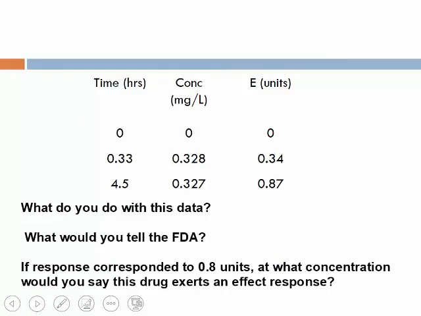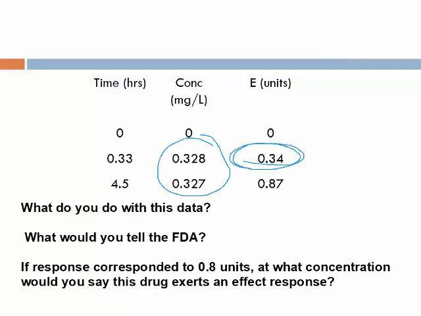So we see that data here. We see that at the same concentration, but earlier in time, we have an effect of about 0.34, 34%, but at 4.5 hours, we have an effect of 0.87. So what do we tell the FDA? So do we say when the concentration is 0.328 that they have an effect of 34% or of 0.87?